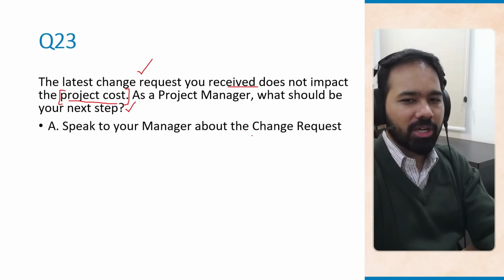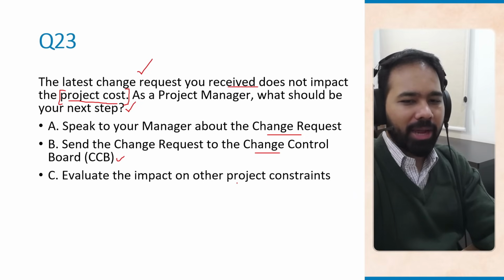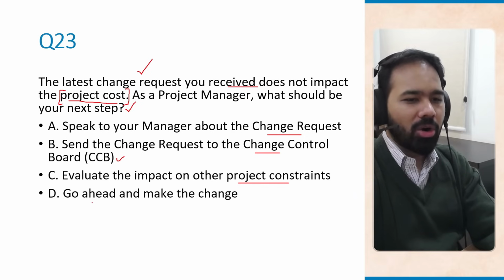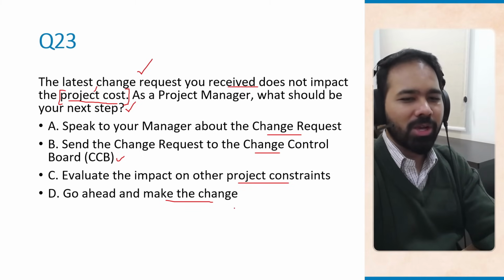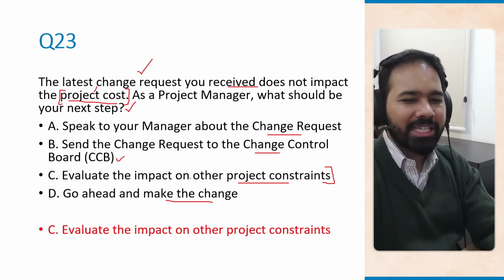Speak to your manager about the change request. Send the change request to the change control board, also known as the CCB. Evaluate the impact on other project constraints. Or D, go ahead and make the change. It is anyways a $0 change request. There is no cost involved. The correct answer here, though, is option C, evaluate the impact on other project constraints.